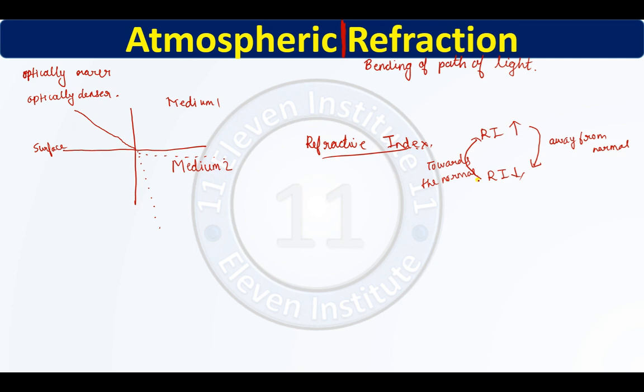So ultimately, what do we mean by refraction? Bending of path of light when light travels through media having different refractive indices. If there is a change in refractive index, there will be a change in the path of light also. This is the common meaning of refraction for us now.